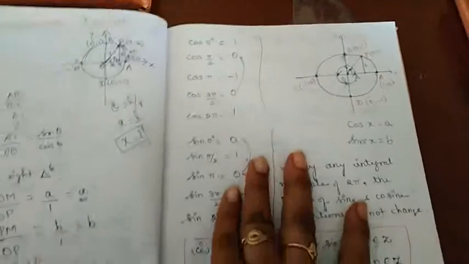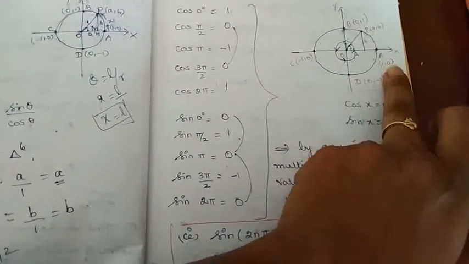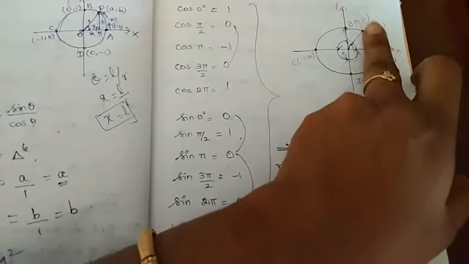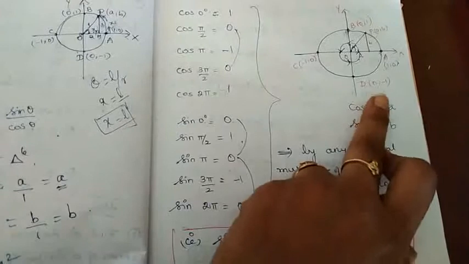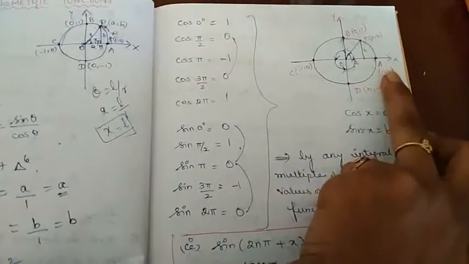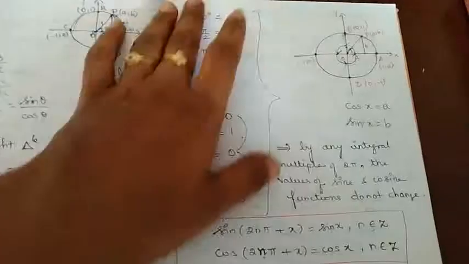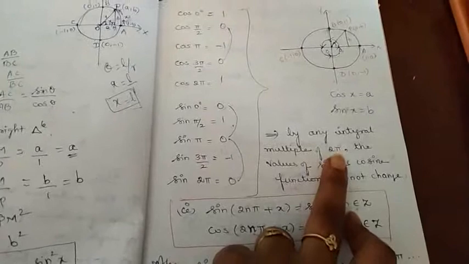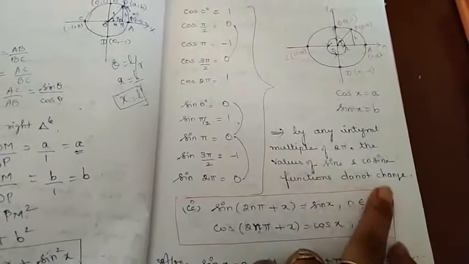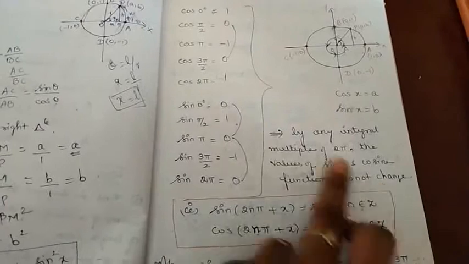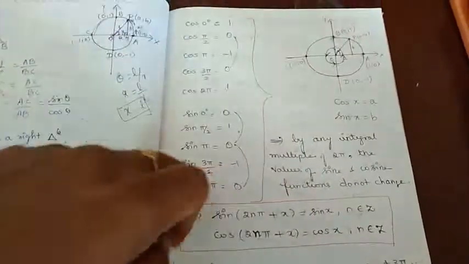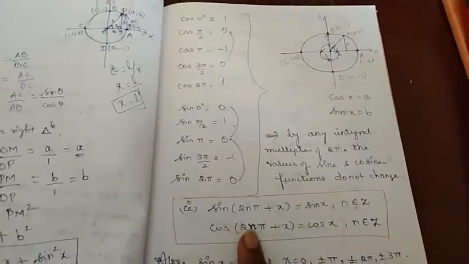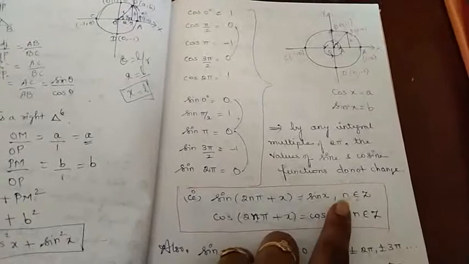What will happen to sine? Sine 0 is going to be 0, the b value, the y coordinate. Sine 0 is 0, sine pi by 2 is 1, sine pi is 0, sine 3 pi by 2 is minus 1, again sine 2 pi is going to be 0. So based on these values, we have given a general conclusion. For any integral multiple of 2 pi, the values of sine and cosine functions do not change. So with any integral multiple of 2 pi, again it repeats. So sin(2n pi plus x) is equal to sin x. Similarly, cos(2n pi plus x) is cos x for any n belongs to Z.